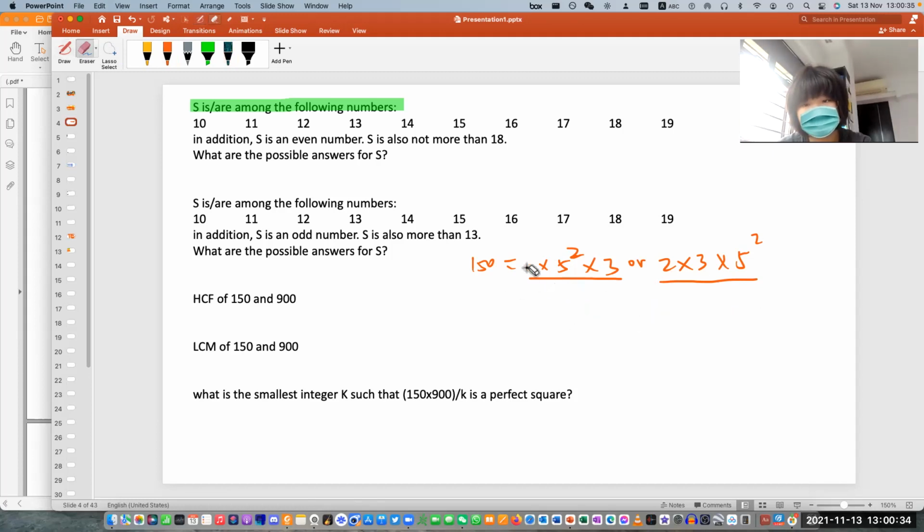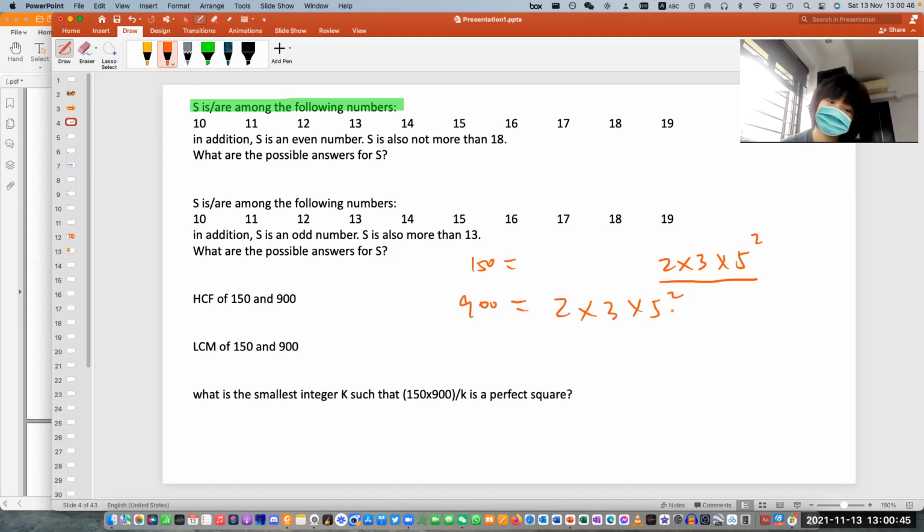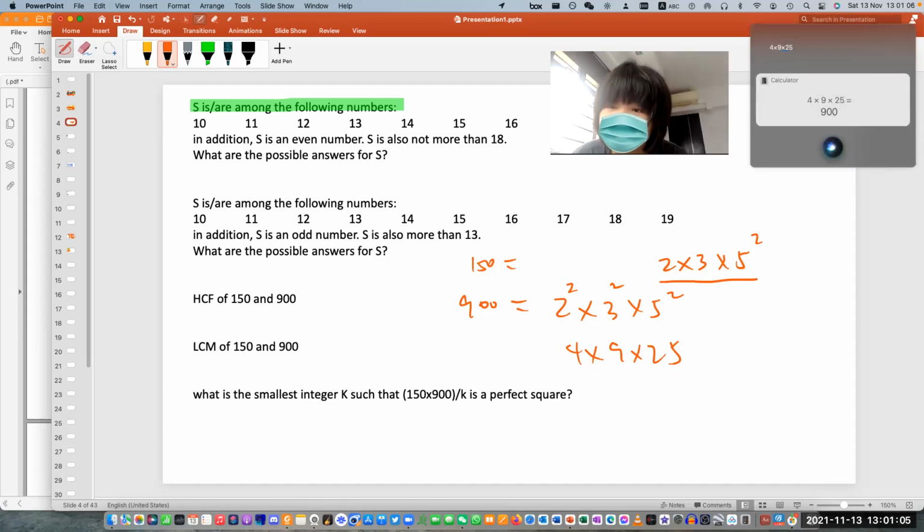Okay, good. So I will just take the second one as the answer because it's easier for me to pick the numbers later on. So for this is 2 times 3 times 5. Okay, and then am I right? Okay, yeah. Let's test it out. 4 times 9 times 25. 900. Okay, all right.